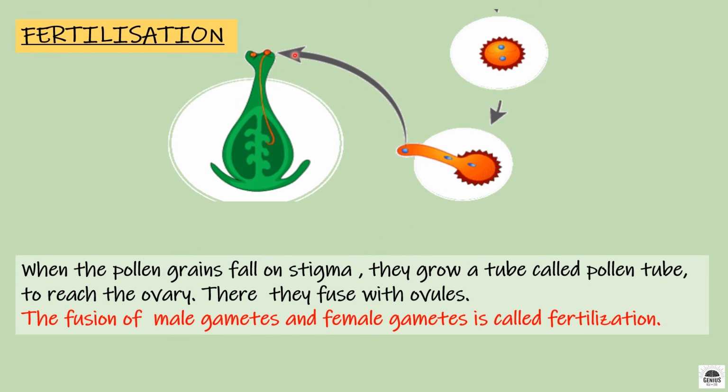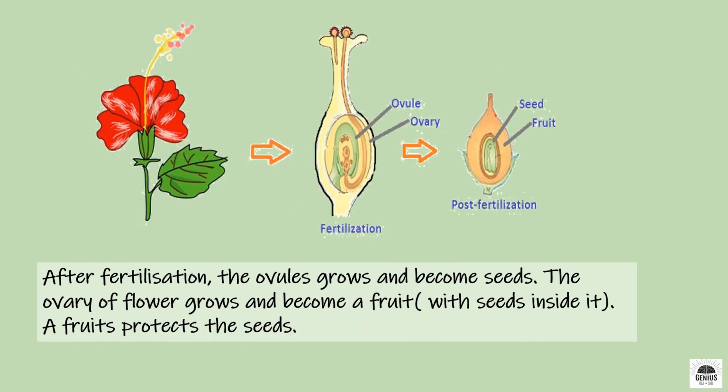When the pollen grain falls on the stigma, it grows a tube-like structure called the pollen tube to reach the ovary. In the ovary, they fuse with ovules. So the fusion of male gametes and female gametes is called fertilization. After fertilization, the ovules grow and become seeds and the ovary of the flower grows and becomes fruit. The other parts of the flower dry up and fall off. That's how the seeds and the fruits are formed from a flower.